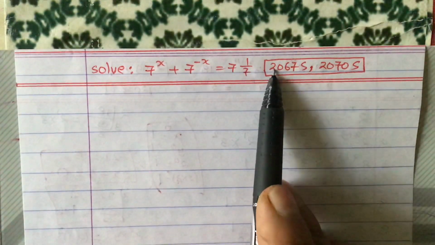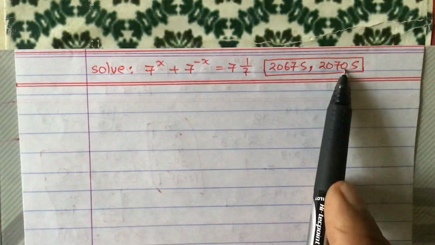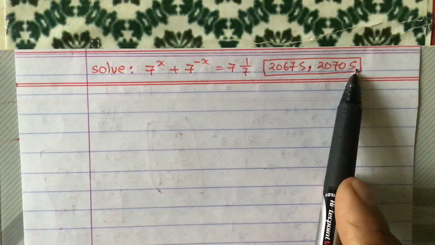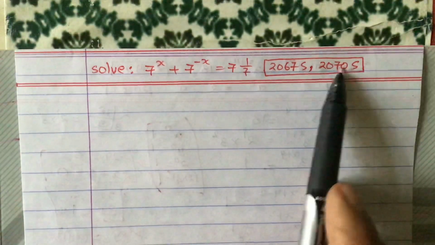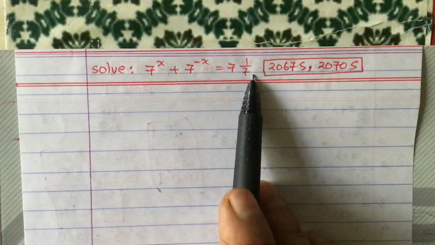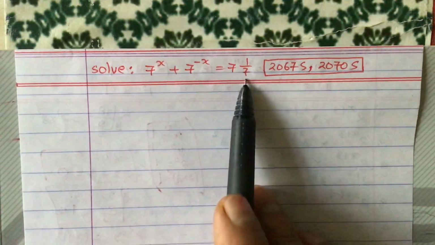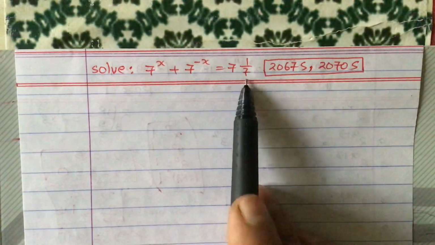See, in 2067 for the supplementary examination and 2070 also for the supplementary examination, this question has been asked. Some questions they have repeated 4 times, 5 times also. Since this question is long type, either it will be asked in 4 marks or in 5 marks. In either, you may get this question.